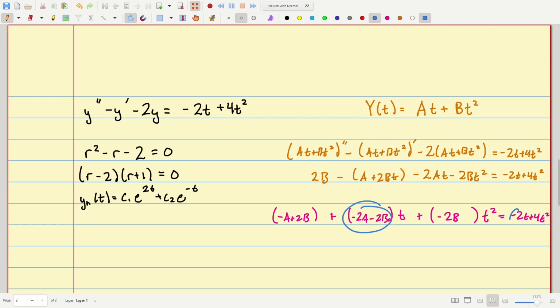This has to match this, right? This has to match this. I don't have anything for this to match. I could say 0, but then I would have a system of 3 equations and 2 unknowns, which is overdetermined and unsolvable.